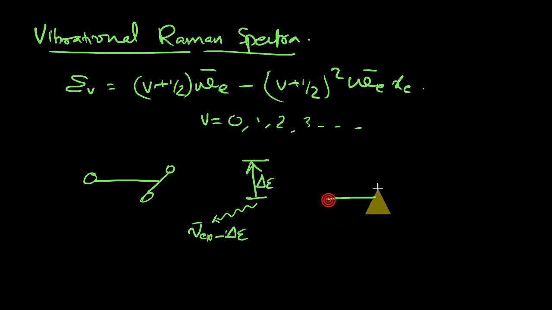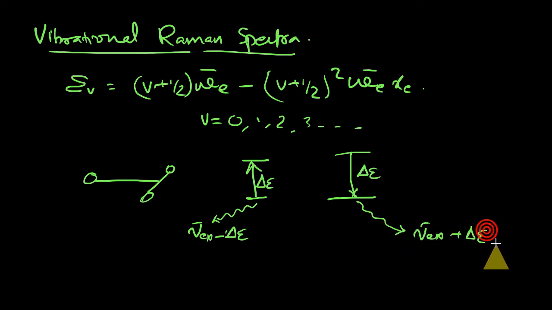Another situation is when the molecule is already in the excited vibrational level, and the molecule is de-exciting. This de-excitation is accompanied by a release of energy delta E, and this energy is gained by the incident photon, and the photon is scattered with a higher energy, that is nu bar excitation plus delta E. Here nu bar excitation is the energy of the incoming photon. In this way, we will get a series of lines with lower energy and higher energy.